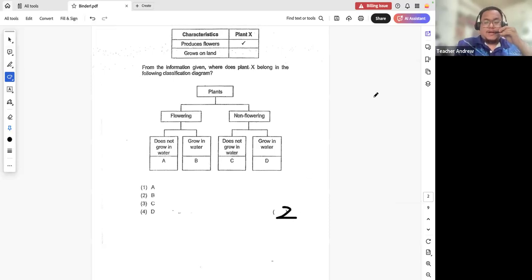Thank you very much. Okay, so yeah, he's right. The plant X produce flowers. However, plant X does not grow on land, so it grows in water. This is a trick question that teachers like to use. So this one is wrong because it grows in water. So therefore the answer is B.